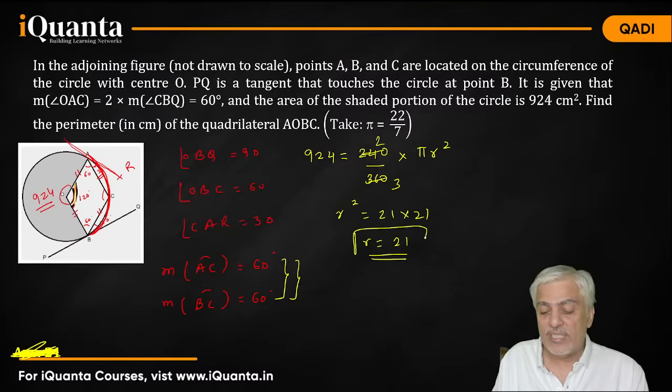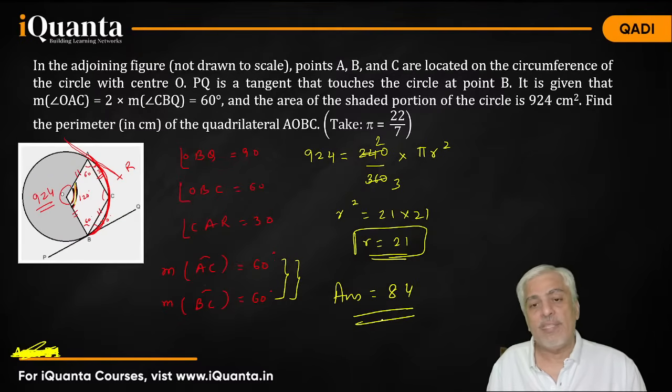Once I got the radius as 21, all sides are 21, and therefore the answer which I'm looking for is 84. Okay, I will draw a separate diagram again for Ronak and explain the concept to him first.